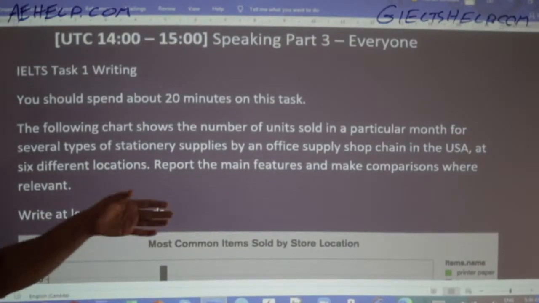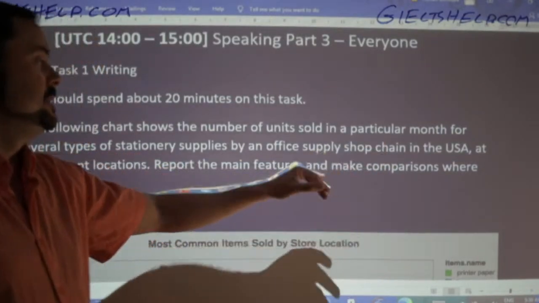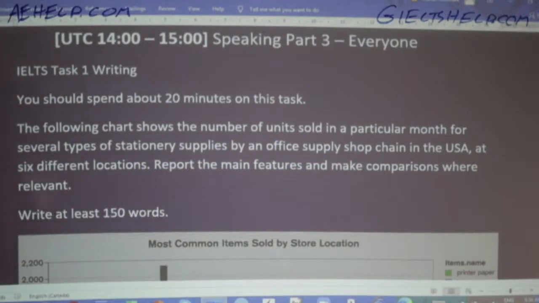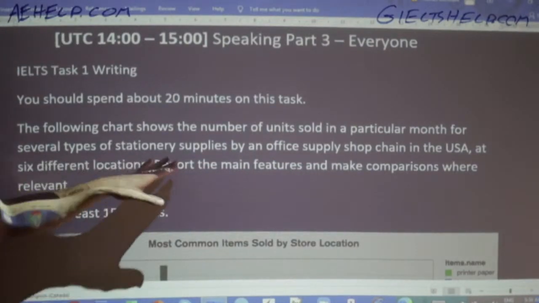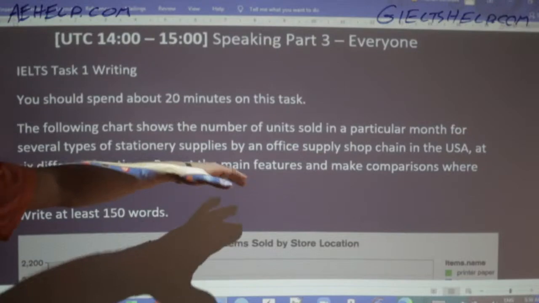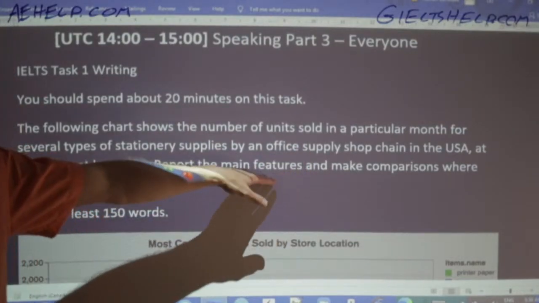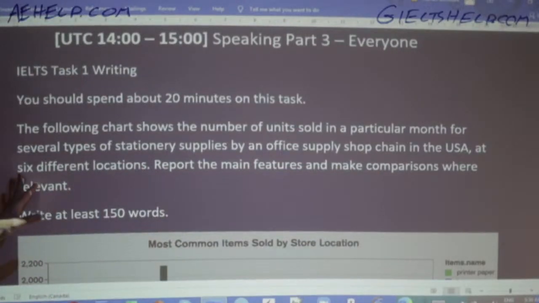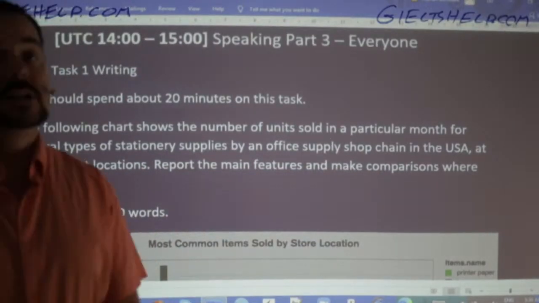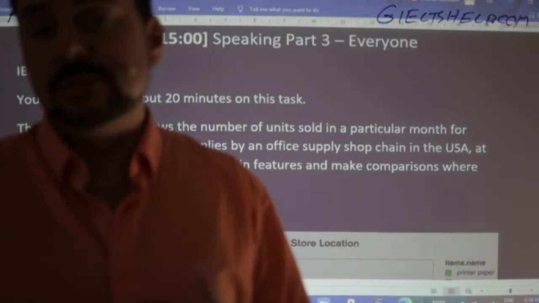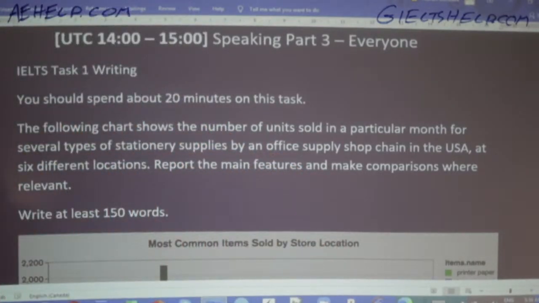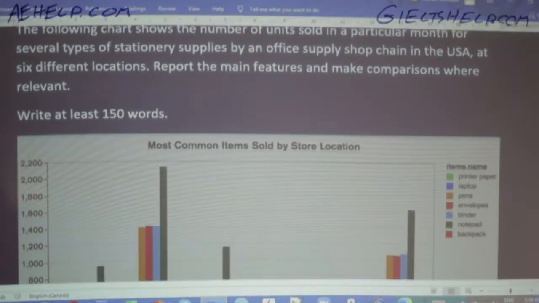Okay, so it's just some month. It's the units sold, so it's number of sales. And it's for some different kinds of stationery supplies, in some sort of an office supply store chain that's in the US at different locations. Sounds like a fairly complex bar graph. It could be. No worries. You stay calm and focused and go step by step.